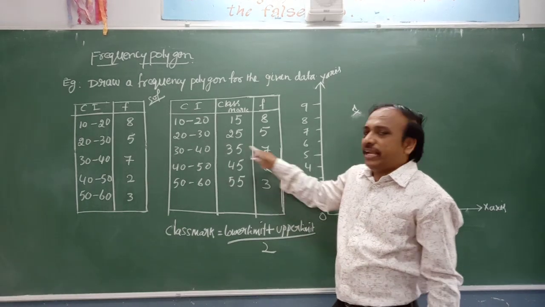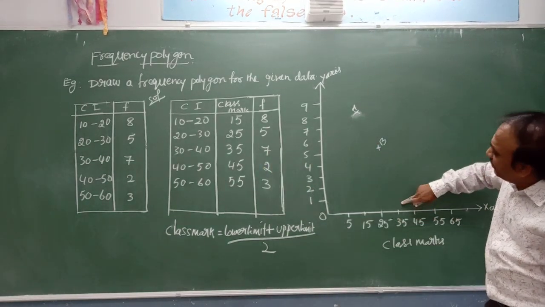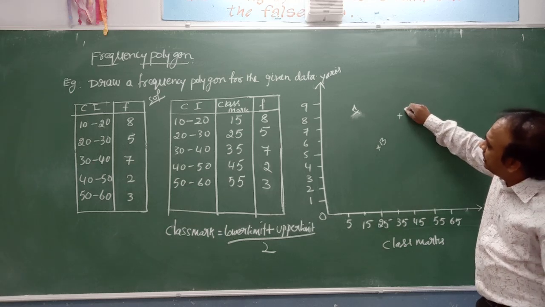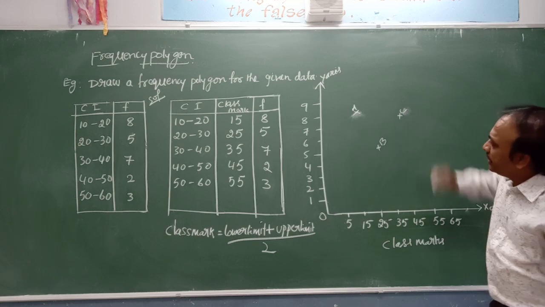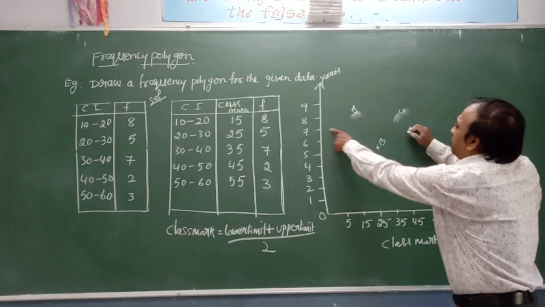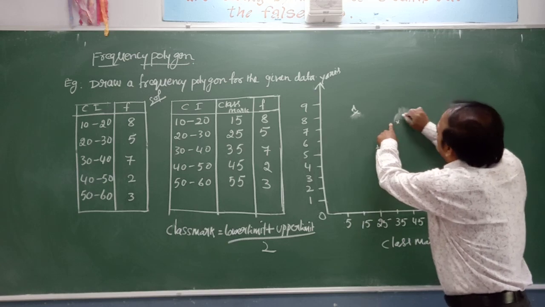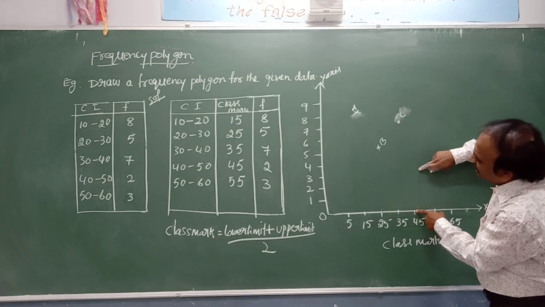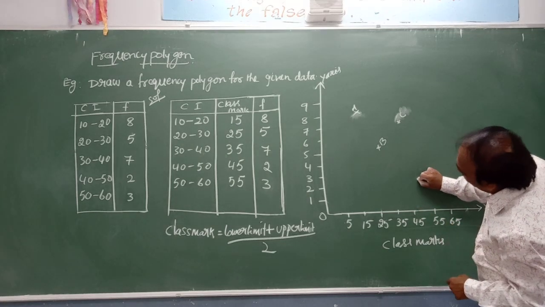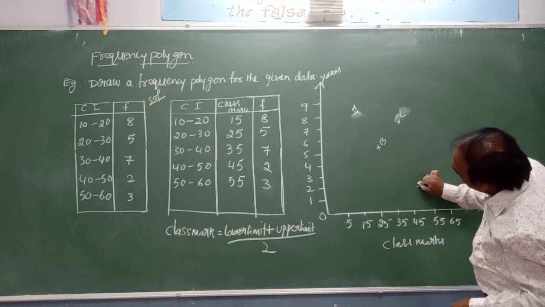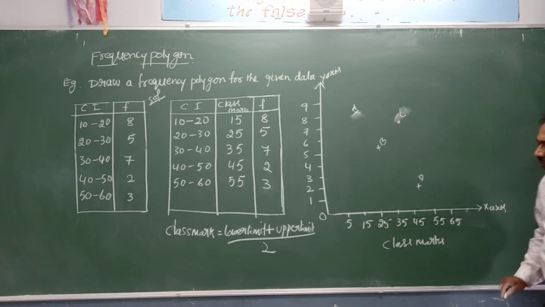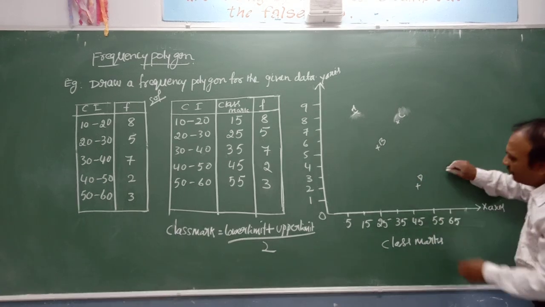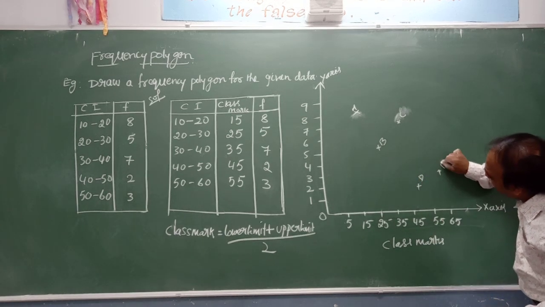Next 35 and 7. You are taking 35 and up to 7. This is the point C. Next 45 and 2. 45 is here and 2 is here. This is the point D. Next 55 and 3. Again up to 3, and 55. This is the point E.